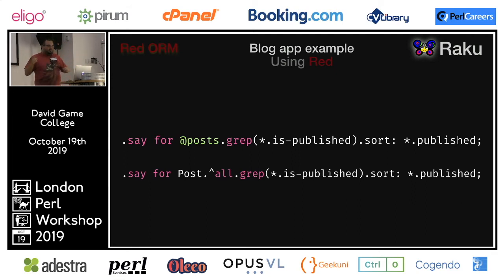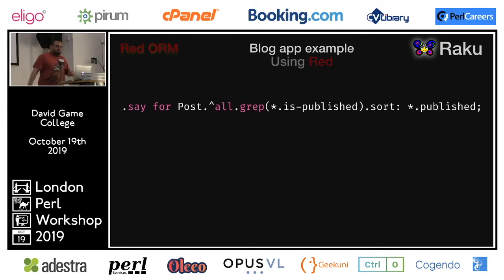That would do exactly the same thing, but the way Red was implemented, it would not try to get all the posts on the database and then grep. No, the post all would return a result set. That's a sequence, a lazy sequence, and the grep would also return another result set with that filter implemented on it. And the sort would also return a result set, but with the ordination on that. And what would really run the SQL would be the iteration of that sequence.